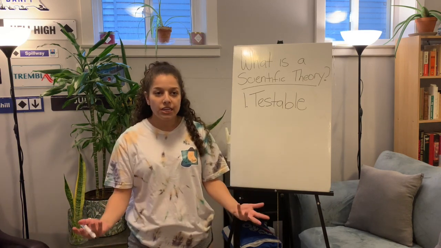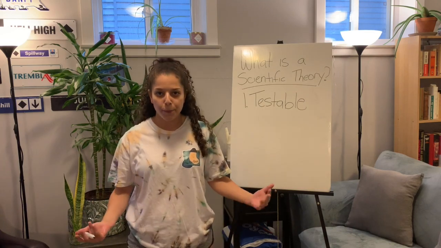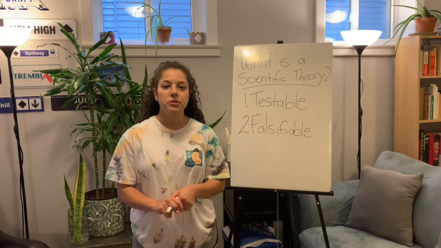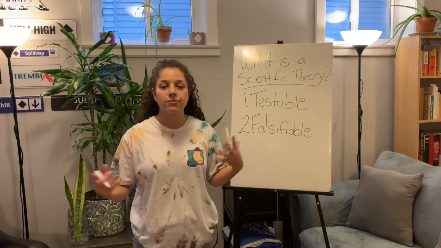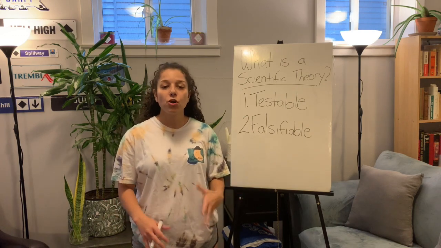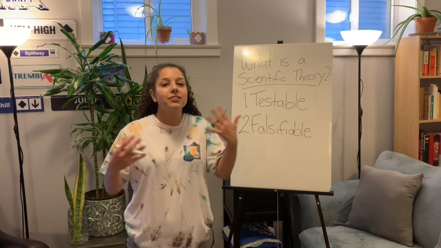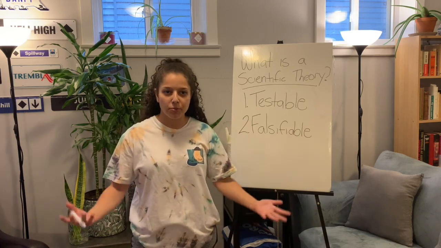The second thing that you need for a scientific theory is that it must be falsifiable. For a scientific theory to be accurate, it must also be falsifiable. So it must be able to be proven wrong. And generally, not only must it be able to be proven wrong, it must be able to be proven wrong with at least one observation, or a single observation.